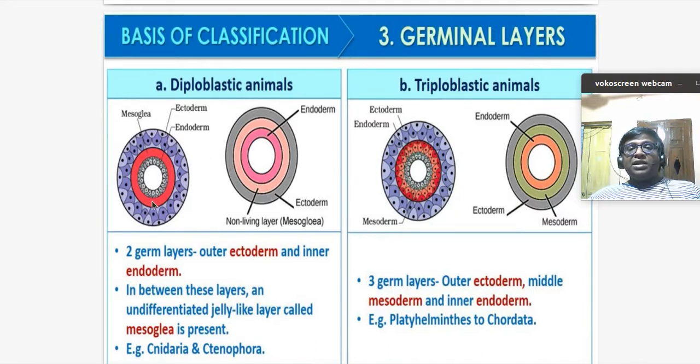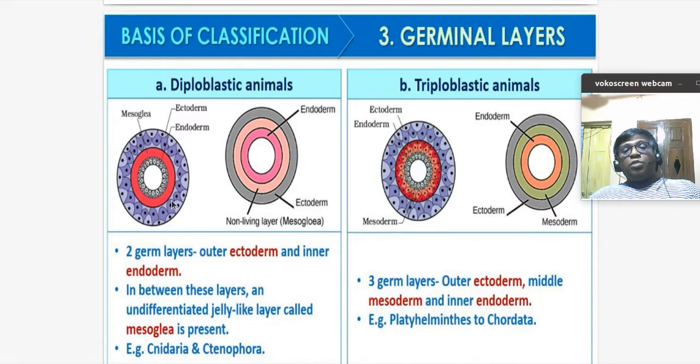See the pink colored part in the diploblastic animal, it represents the undifferentiated jelly-like layer, which we call mesoglea. Whereas here, the outer ectoderm and inner endoderm have a cellular layer called mesoderm in case of triploblastic animals. So that is the difference between diploblastic and triploblastic animals. Diploblastic animals have two germ layers, the outer ectoderm and inner endoderm. In between them, they have this mesoglea, which is an undifferentiated jelly-like layer.